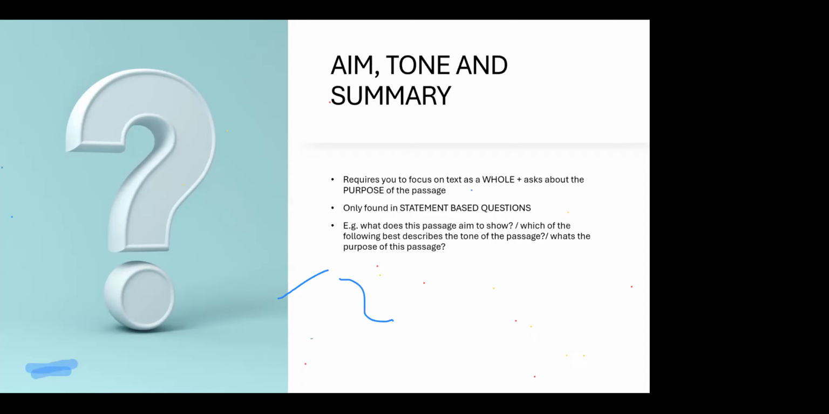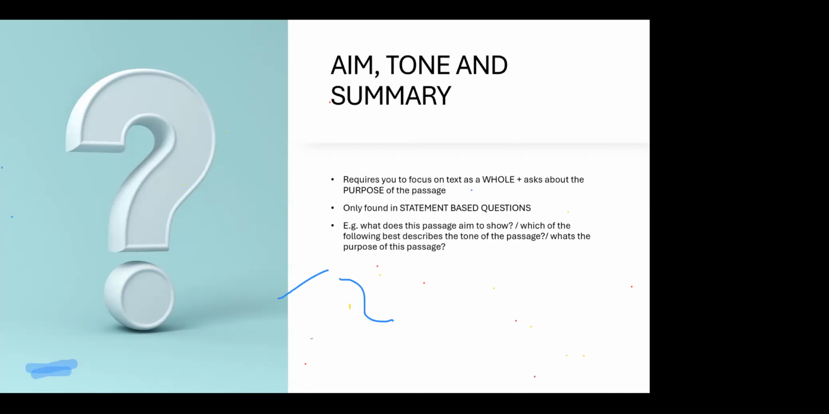And then obviously in terms of summary, usually that might be towards the end as a little bit of a conclusion. So if you do get asked a question about the summary of a text, I would definitely go back and reread the last couple of sentences because hopefully they will have the answer within them.